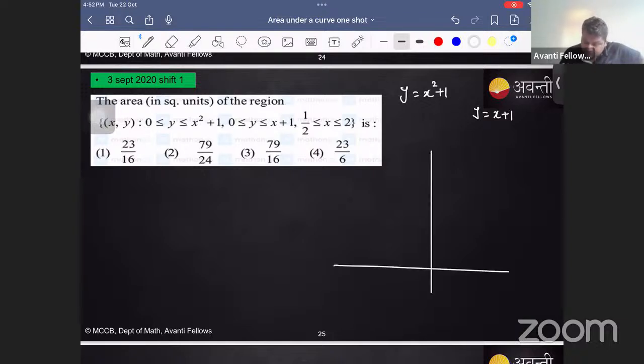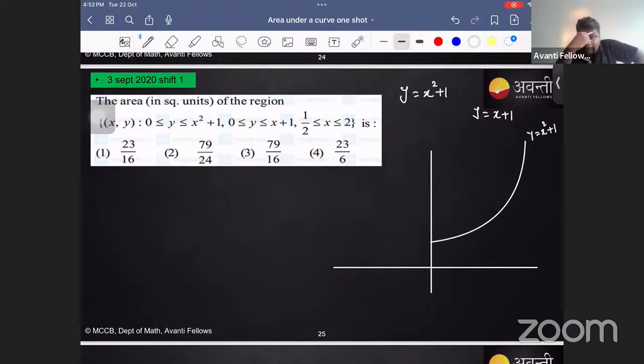See, this y equals x square plus 1 is this kind of graph. And here y is less than x square plus 1, which means it is going below this curve. All right. Now, y is x plus 1.